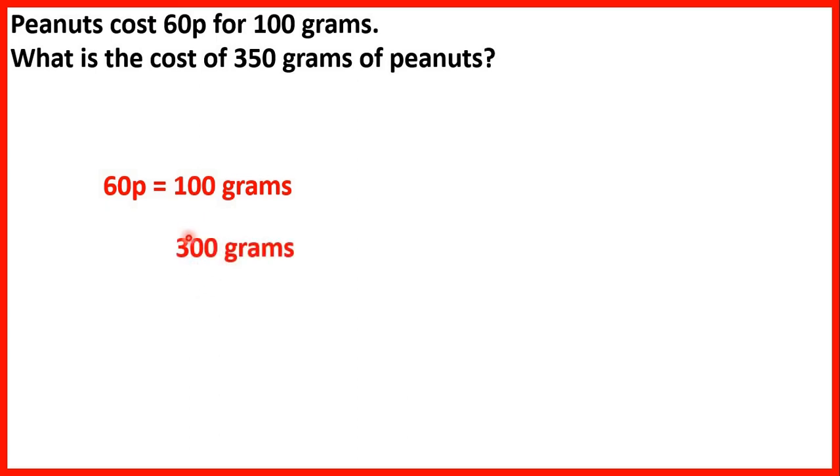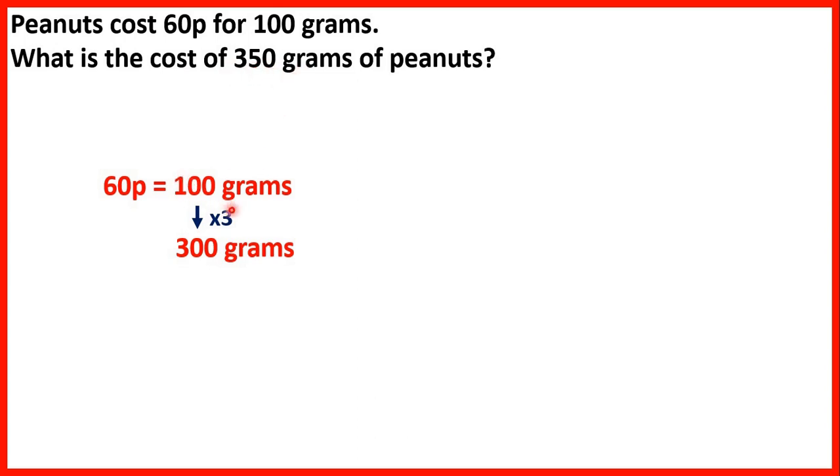But what we can do is work out 300 grams by multiplying by 3, and then we'll be able to work out 50 grams, because 50 is half of 100, so we'll be able to work out 50 grams by dividing by 2, and then if we know the cost of 300 grams and the cost of 50 grams, putting those together will give us the cost of 350 grams.